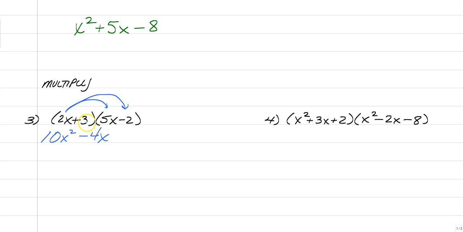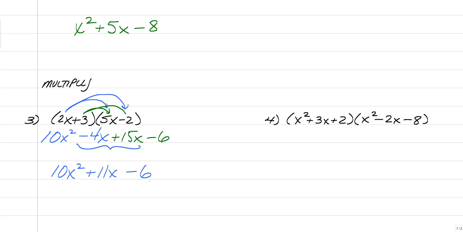And then 2x times a negative 2 is going to give you a negative 4x. And then you have to go use the other term. So we have to multiply a 3 times a 5x, which is going to give us a 15x. And then 3 times a negative 2, which is going to give us a negative 6. Then you combine all of your like terms, so you have 10x squared. And then these guys in the middle will combine to 11x. And then we have our minus 6.